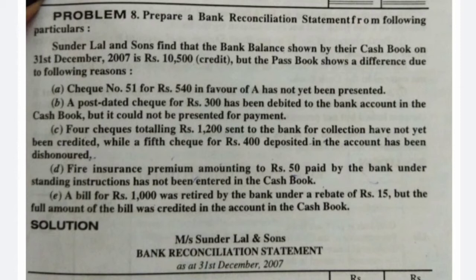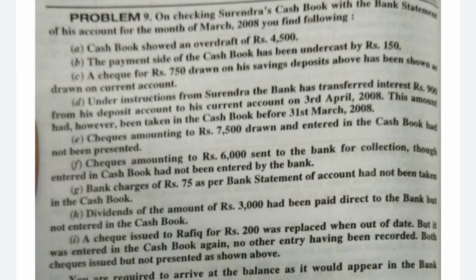Are we getting this? So next, problem number 9: on checking Surendra's cash book with the bank statement of his account for the month of March 2008, you find the following: the cash book showed an overdraft balance of rupees 4500. They have given the overdraft balance as per the cash book. Now we need to start the BRS with the overdraft balance. So we need to see what is happening in the cash book, whether receipts are on the increasing side or decreasing side.